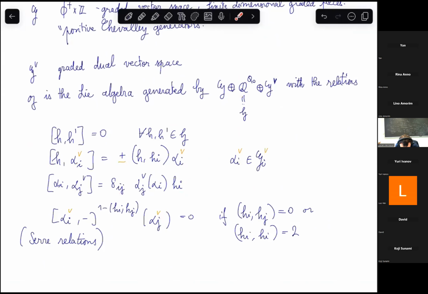And last, you have the Serre relations, which means that some iterated brackets of some Chevalley generator, and iterated means that we apply it this number of times, 1 minus the pairing of hi and hj, to some other one is 0 under some conditions. So if the pairing of hi with itself is 2, or if hi and hj commute, which means that the pairing is 0. So if i is a root, I think it's written on the next slide, but if i is a root, it's inside this monoid, and then I use the notation hi to denote this element seen in this vector space, which is by definition H.